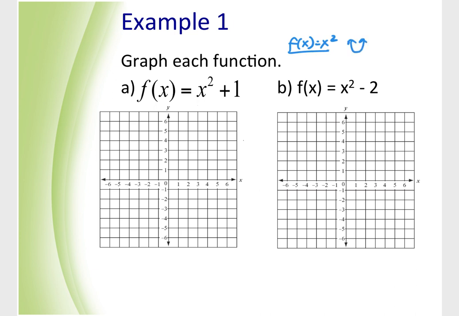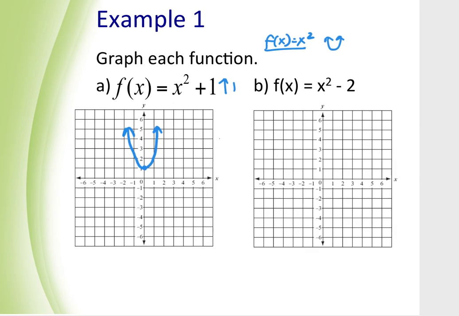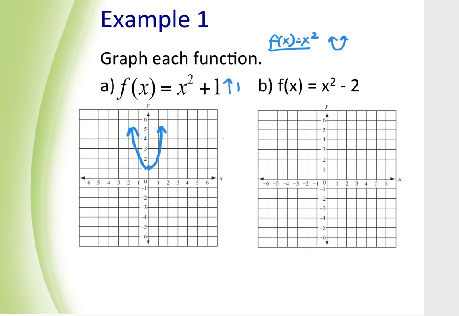X squared plus 1 causes what? Good, up 1. So I go up 1 and I make my parabola. These are just approximations. They don't have to be perfect. And then the minus 2 is a shift. Good, down 2. Pull it down 2. Draw your parabola.